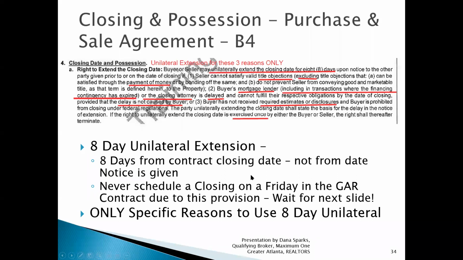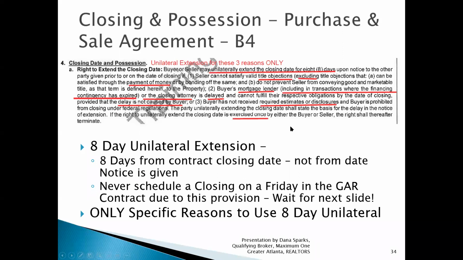Now, when we talk about closing date and possession, there is a right in the GAR contract. You guys, this is only a GAR contract provision. This is not law. And I get a lot of agents whose buyers and sellers are binding on, let's say, a new construction contract, Fannie Mae, Freddie Mac contract, attorney written contract, RE forms, and there's a delay, and one of the agents says, well, we'll just use the 8-day unilateral extension. It's not Georgia law. It's just in the GAR contracts. And so the parties may extend the contract unilaterally for 8 days, but it's very, very, very specific. It must be for one of these specific reasons to unilaterally delay. Now, a buyer and a seller may extend the closing date by an amendment as many times as they want to.